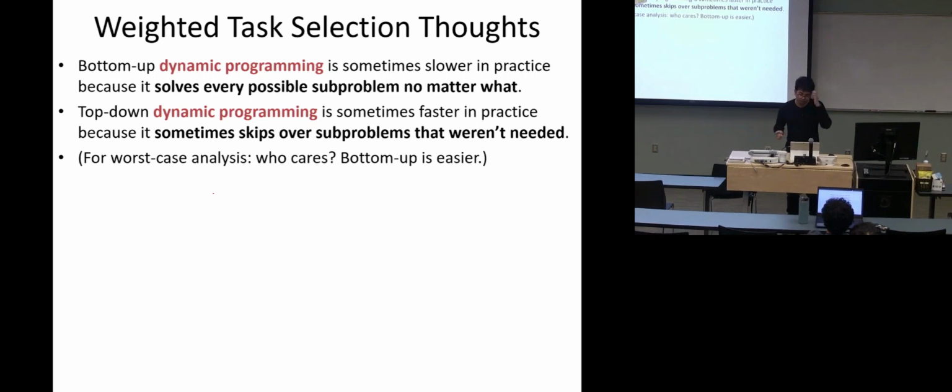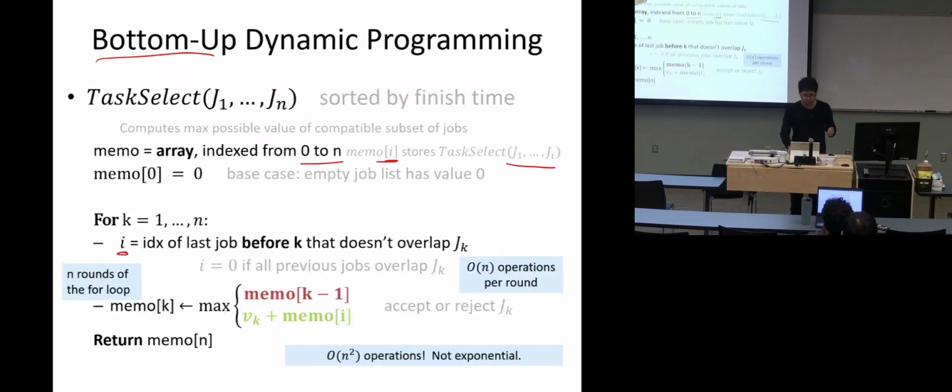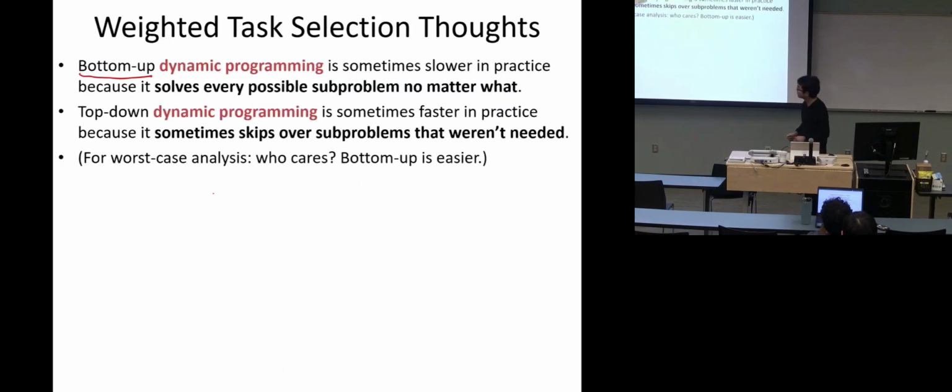Okay. But when you write the top-down approach, it's not clear how to analyze it. The bottom-up one is much clearer to analyze because it's just a for loop like this, right? And for the top-down one, you know that it can only be faster, but it's not clear how to analyze it if you don't write a bottom-up one.